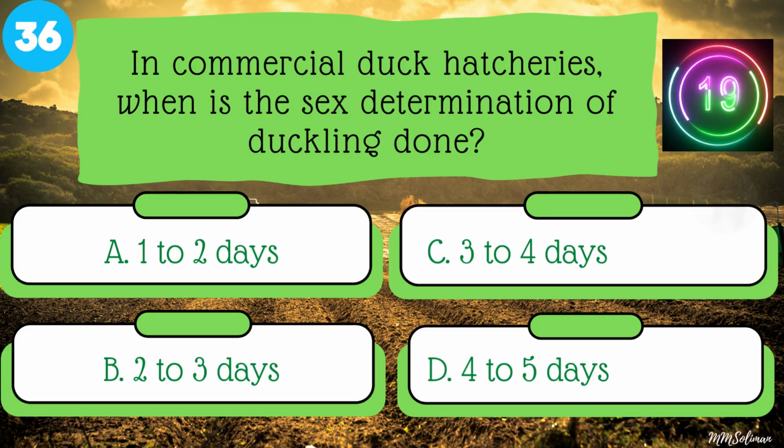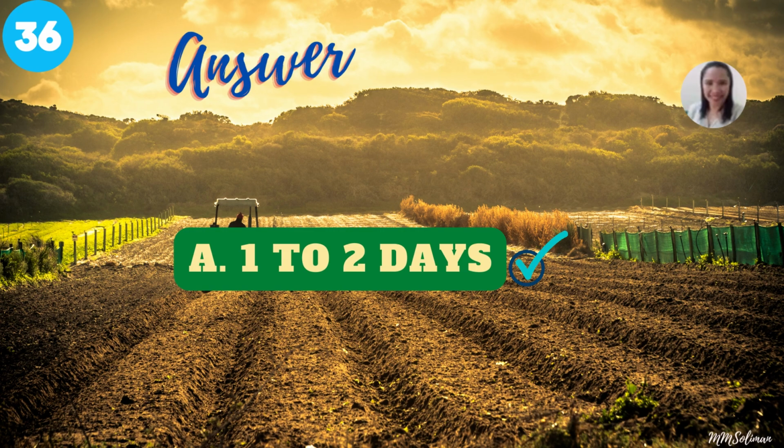In commercial duck hatcheries, when is the sex determination of ducklings done? A. 1 to 2 days. B. 2 to 3 days. C. 3 to 4 days. D. 4 to 5 days. The answer is letter A, 1 to 2 days. In commercial duck hatcheries, determining the sex of ducklings is done at the age of 1 to 2 days.